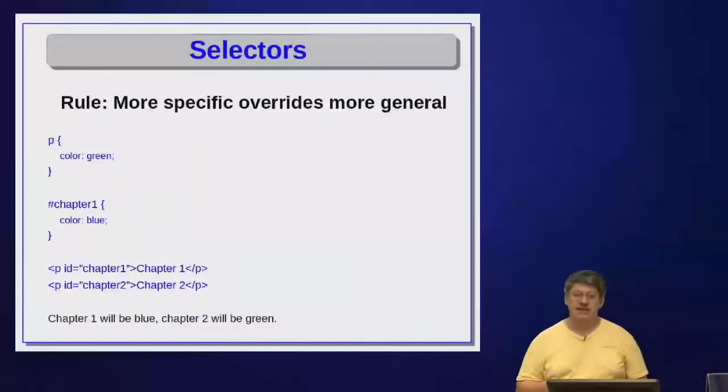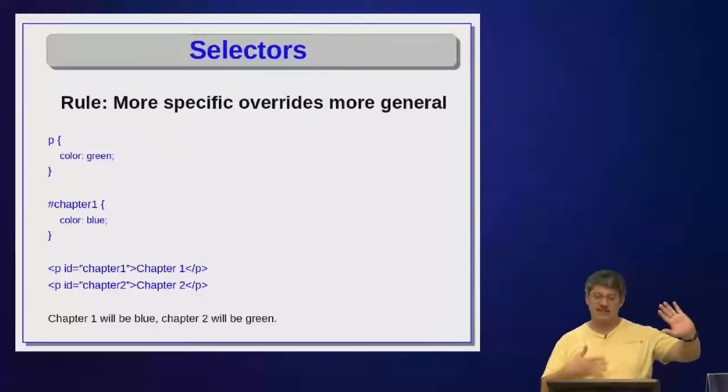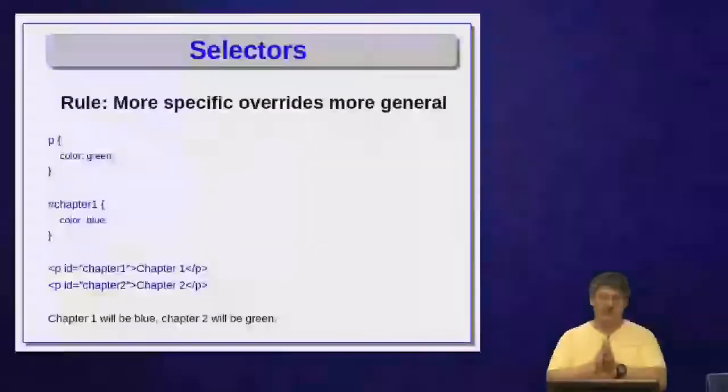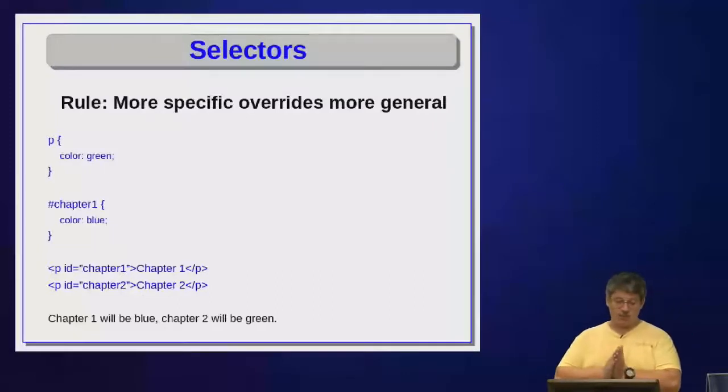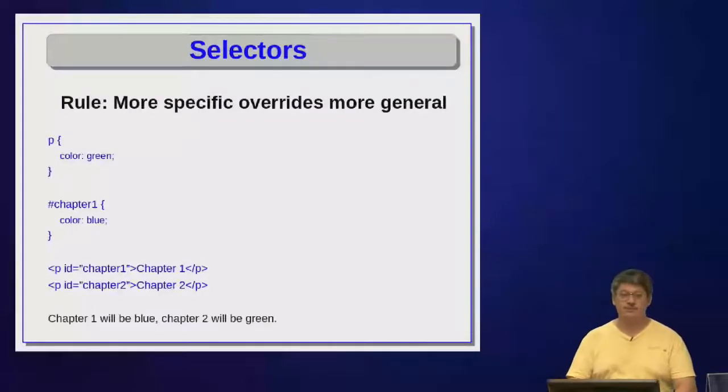What happens if I have an element on the web page and two different CSS rules apply to it? For example, suppose I have a paragraph with the ID chapter 1, and I have a rule that sets paragraphs to be blue and things with the ID chapter 1 to be green. Actually, I think in my example I have it the other way around. I set paragraphs to be green, but I set things with ID chapter 1 to be blue. What color will the paragraph be? Well, here I've created an example where I have a paragraph with ID chapter 1 and the text chapter 1, and a paragraph with the ID chapter 2 and the text chapter 2.